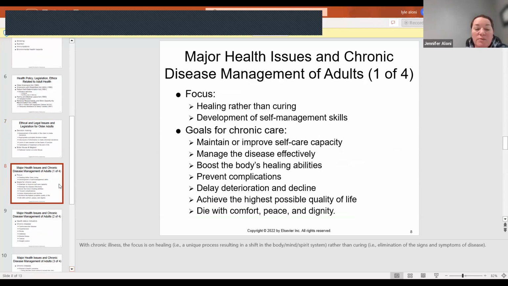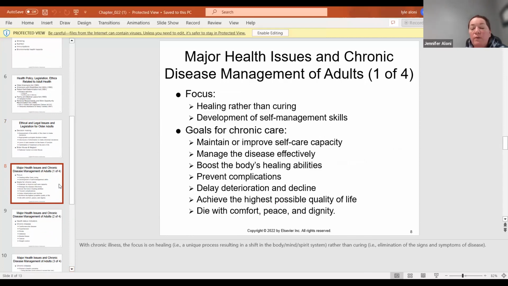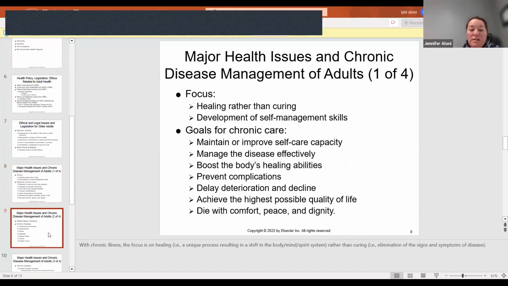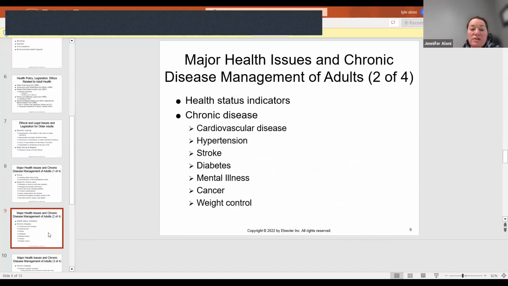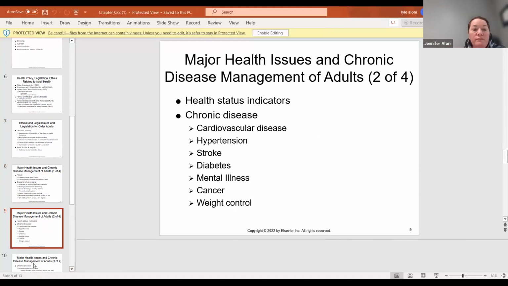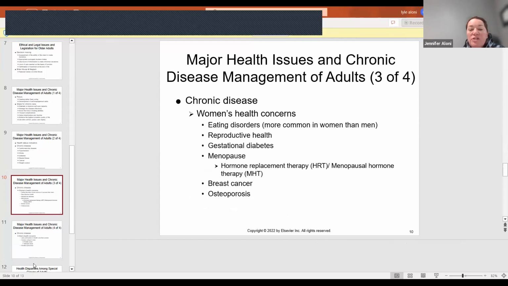Chronic diseases with our management of adults focuses on healing rather than curing. So you're going to develop self-management skills, chronic care, like with our hypertensions or diabetics, manage disease effectively, boost the healing ability, prevent complications, deterioration and decline. Our health status indicators that we're going to look at with our chronic diseases are cardiovascular, hypertension, stroke, diabetes, mental illness, cancer, weight control. Chronic health conditions, we look at women.